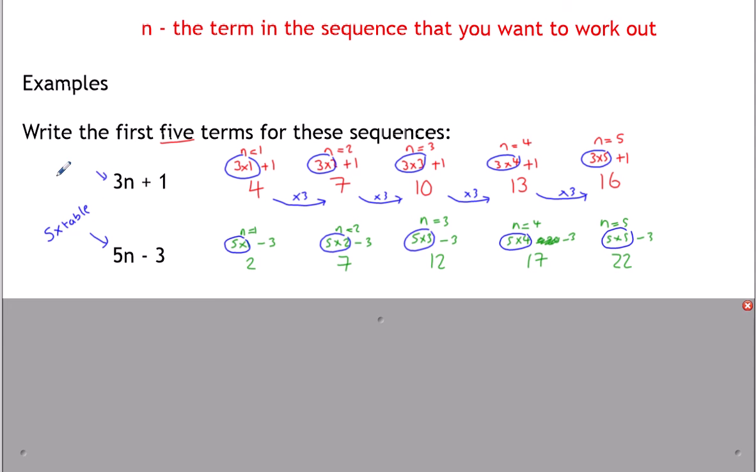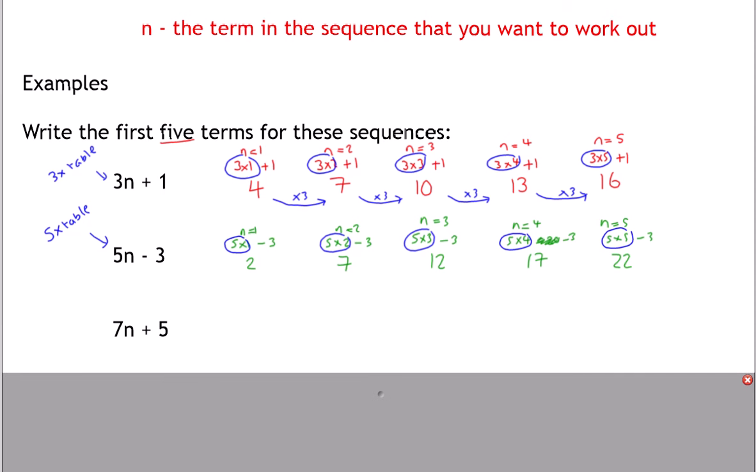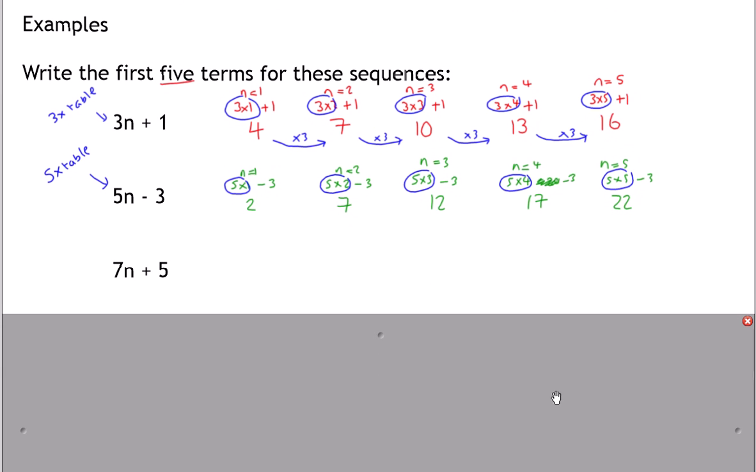Last time we had the 3 times table, okay? Which means we can go a little bit quicker now on some of these once you realise that the n part tells you the times table. So this one must be the 7 times table, because it's telling us to times by 7. It's the 7 times table with 5 added on.